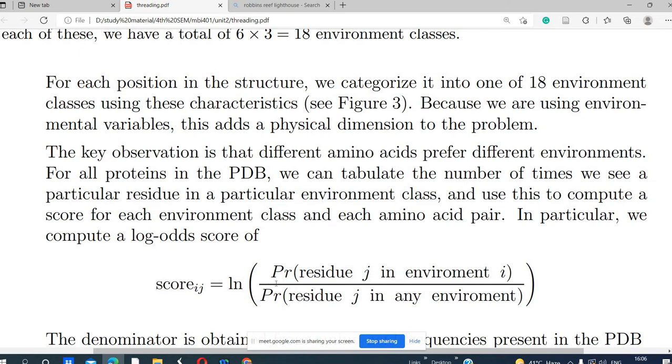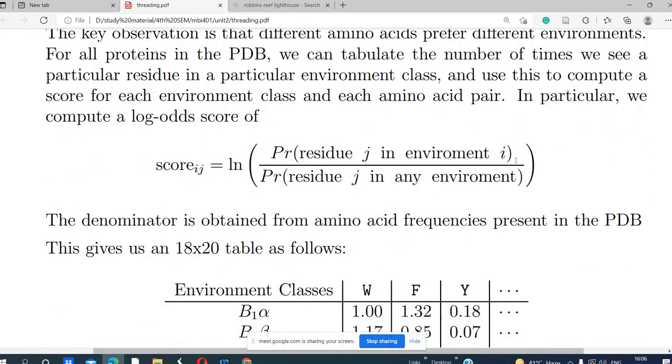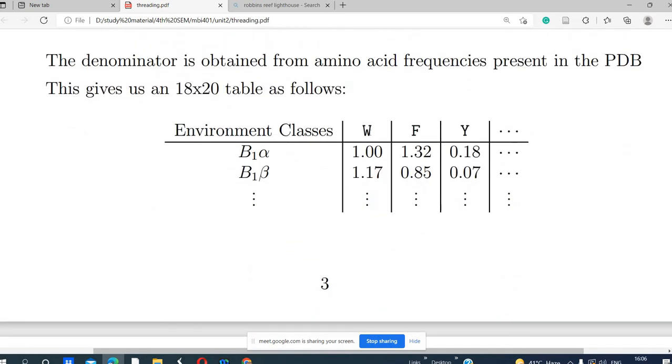First we will calculate the propensity of the residue J in environment I. Environments like polar, buried, these are the environments, column wise. Here you can see W coming in the alpha structure class, in the B1 region. The propensity of phenylalanine coming in the B1 alpha region is 1.32. The propensity of tyrosine in the B1 alpha region is 0.18. In the same way for the others.